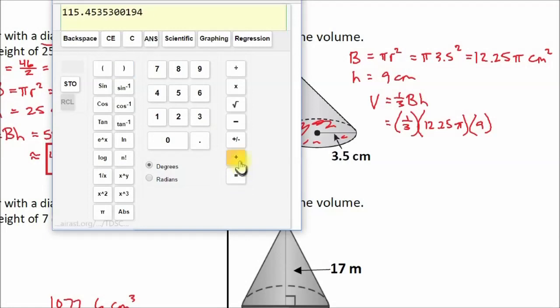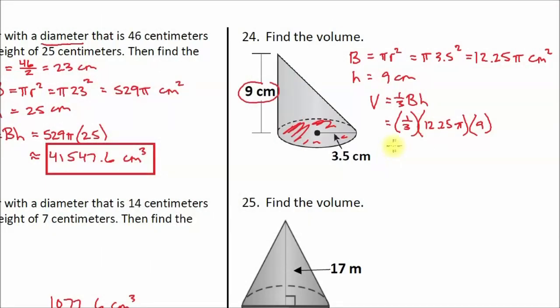And press equal. We got 115.45, so 115.5. And we're going to say that's approximately 115.5. This is volume, so centimeters cubed. All right, pause the video and go ahead and do number 25 on your own.